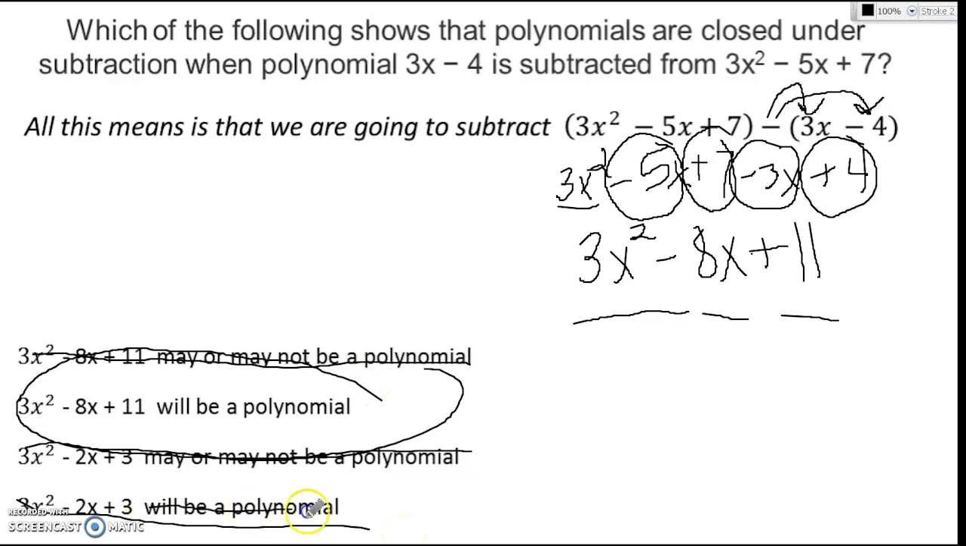So don't let them confuse you. It's not maybe or maybe not a polynomial. It either is or it isn't. If it's got more than one term, it is.